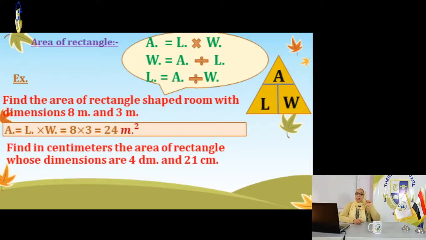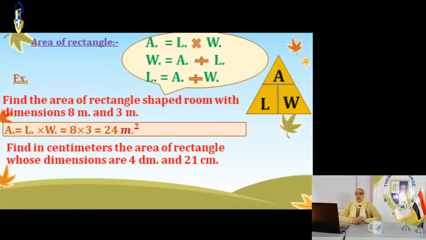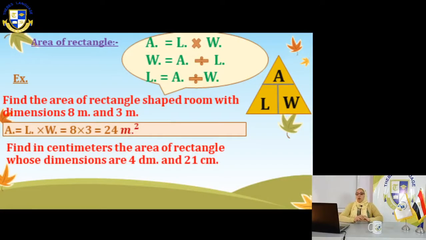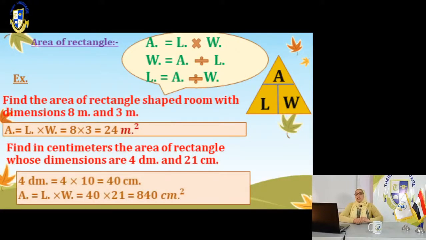The other exercise, find in centimeters. Be careful. We must put the result in centimeters. The area of a rectangle whose dimensions are 4 decimeters and 21 centimeters. So here we must convert from decimeters to centimeters to get the result in centimeters. Okay. We said before to convert from deci to centi, from big to small, times what? Times 10. So 4 decimeters equals 4 times 10 equals 40 centimeters.